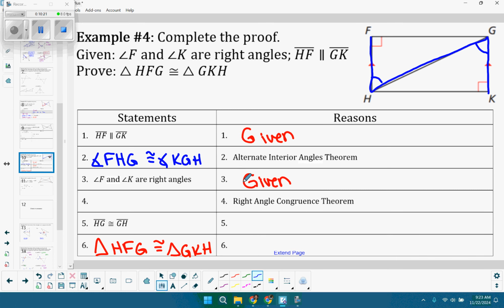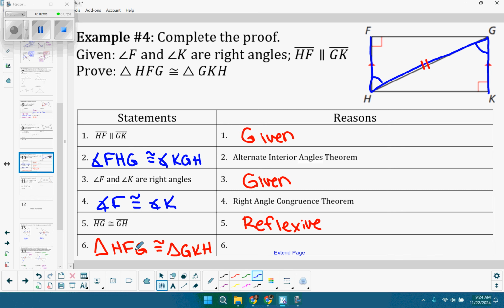We were told that we had right angles, and now we're using the right angle congruence theorem, which we haven't used much. We learned about it, but we haven't used it. But the right angle congruence theorem just says right angles are congruent. So if I know angle F and angle K are right angles, I could say angle F and angle K are congruent. And then we have that segment HG is congruent to segment GH. In my picture, that would be a reflexive shared side.